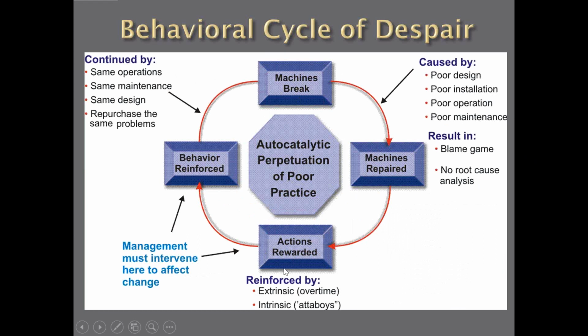Sometimes we reward the efforts by maintenance by giving them a pat on the back. But it says here management's got to intervene. We can't reinforce that behavior. But what do we do? We operate the same way. We maintain it the same way. It's the same design, and we let corporate procurement repurchase the same cheap component, the same problem sometimes. Break the cycle of despair.